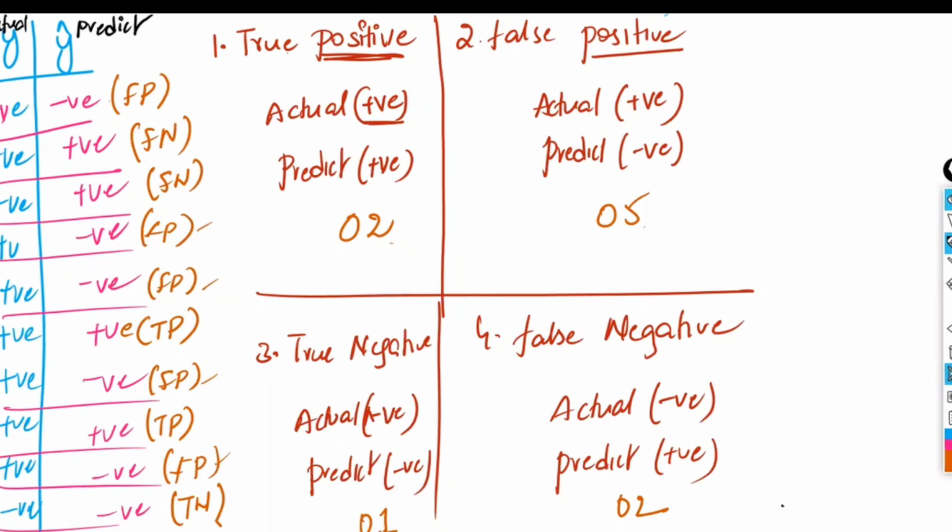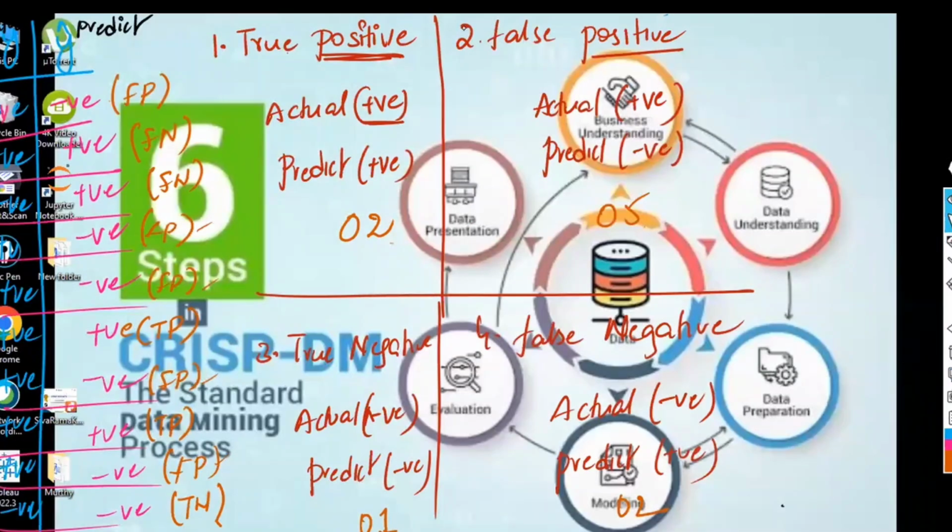Is that clear? If it is clear, these 4 you write in the notes: true positive, false positive, true negative, and false negative. If it is not clear, ask me the question. Whatever question you have, ask. Anyone has any questions, please ask me. Again, I will erase this one because I have to write the next one, so I can't explain this again. If you have questions now itself, please ask. Online students and offline students.